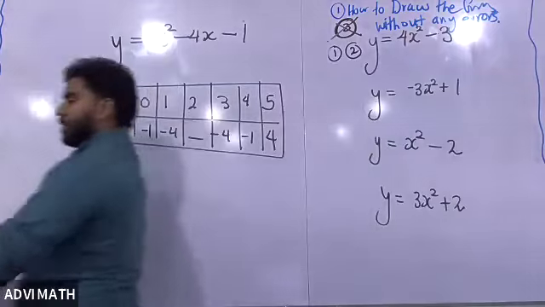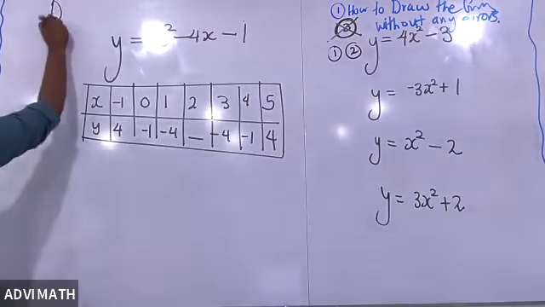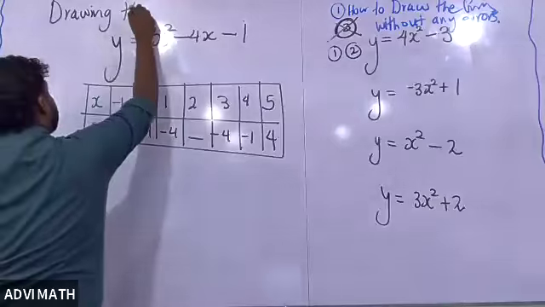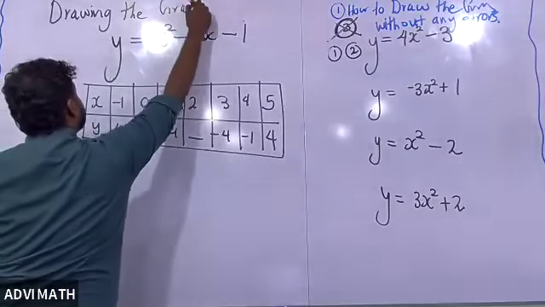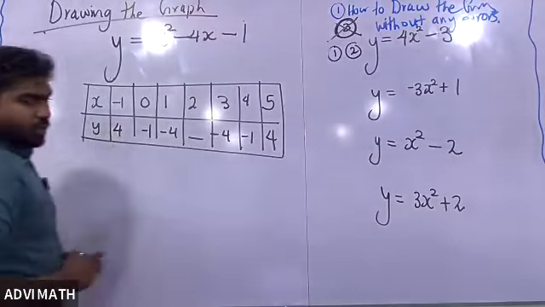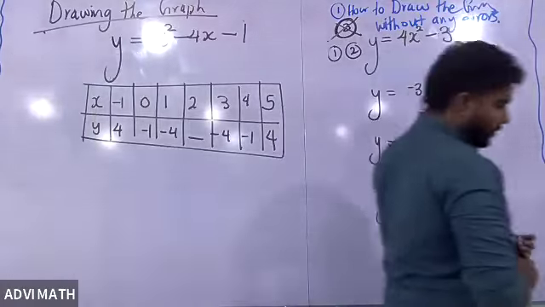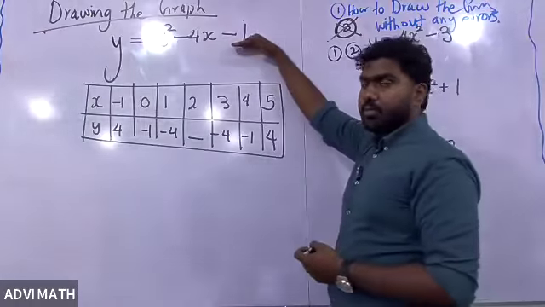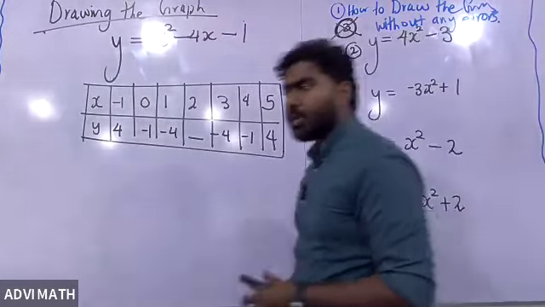Don't write the question number. Write the topic as drawing the graph. Please don't draw the graph yet. Just write the equation. Jot down the table quickly.